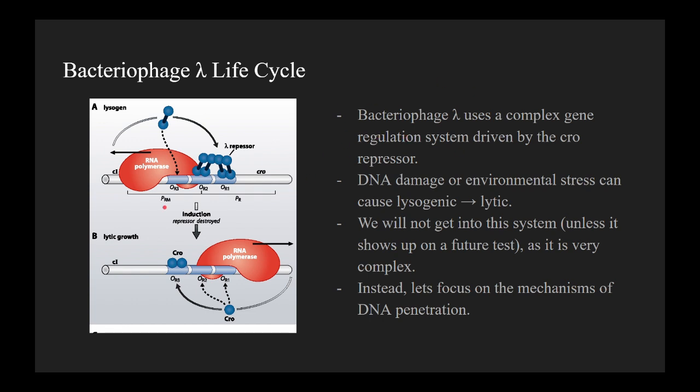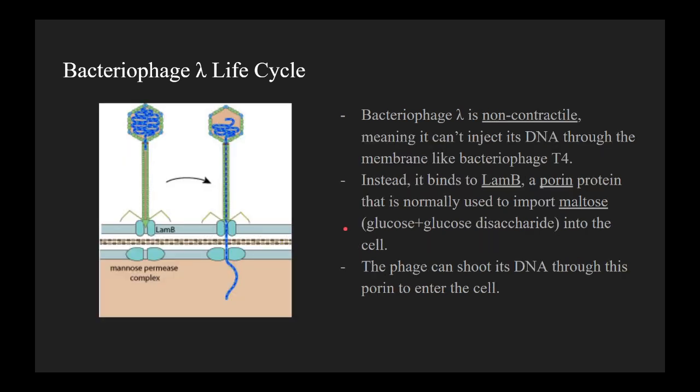So it has a very complicated system of switching between lytic and lysogenic growth, which is driven by what's called the Cro repressor, and essentially DNA damage or environmental stress can cause the bacteriophage to start doing the lytic cycle when it's already in lysogenic. We're not going to get too much into this mechanism unless it shows up on a test or something, because it's extremely complex and hard to understand. So what we're going to focus on instead is how the DNA gets into the cell first.